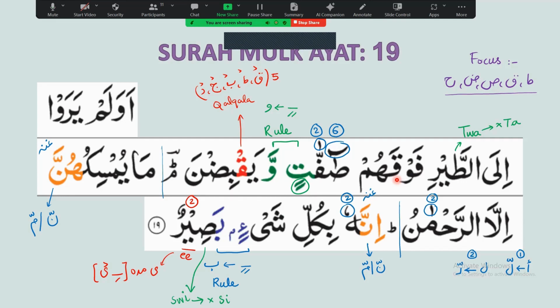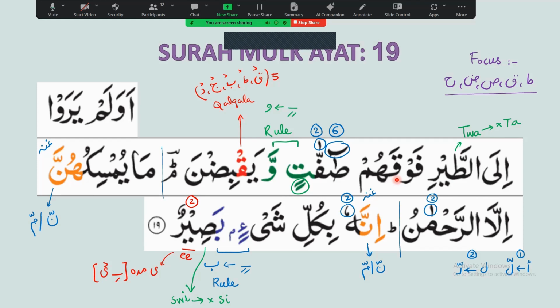Fawqahum. Right? Some people articulate the sound of this heavy qaf letter, but it is not very clear because they are not touching the back part of the tongue with strength. We are supposed to touch it with strength, and we say qa. That is when the proper, clear voice of the heavy qaf letter will come out. And we say fawqahum.